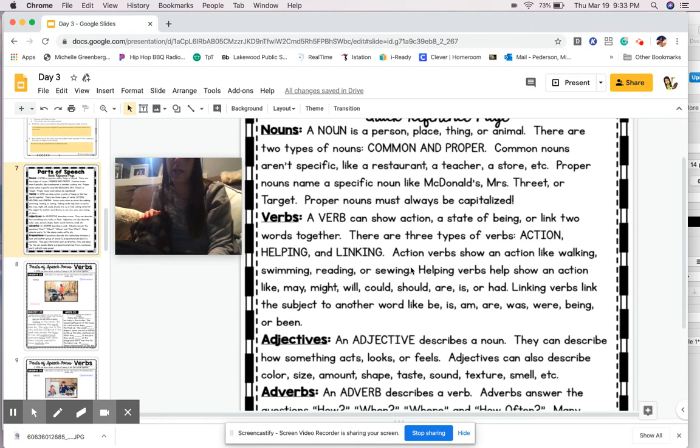So here, an action is sleeping. This is him, sleeping. Helping is Oliver is sleeping. Linking verbs link a subject to another word like be, is, am, are, was, were, being, or been. Those are also examples of verbs.